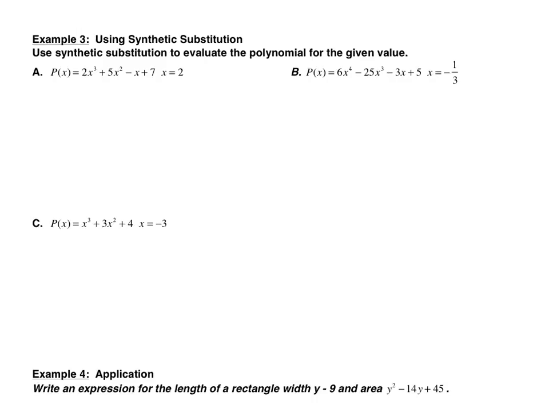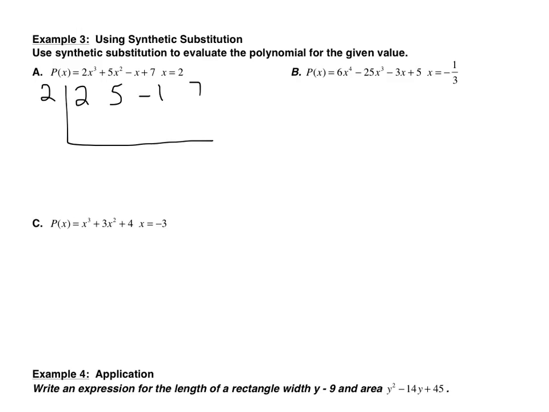Just as we have done before, we're going to need the coefficients. So we have 2x cubed, 5x squared, negative x, and 7. So we're going to take 2, 5, negative 1, 7, and we're going to divide by x is 2. In this case, they didn't give us x minus 2, we just have x is 2, so we use the 2.